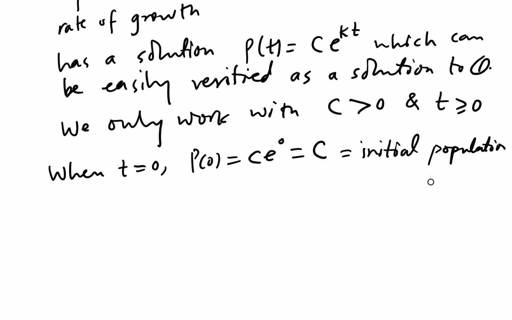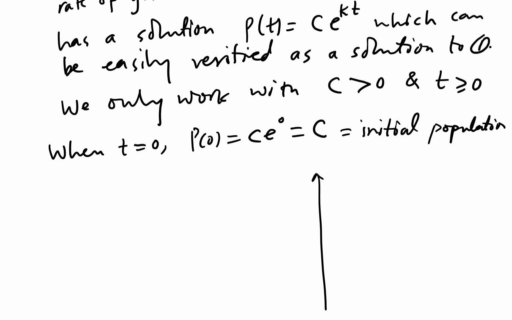So what does it mean to say p of t is c e to the kt as a solution? Let me show you graphically what this means. We have t versus population. Usually when you solve an equation, you get numbers that you can label on the number line. But here we're solving a differential equation, so when we solve it, we get another equation. That equation is an exponential.